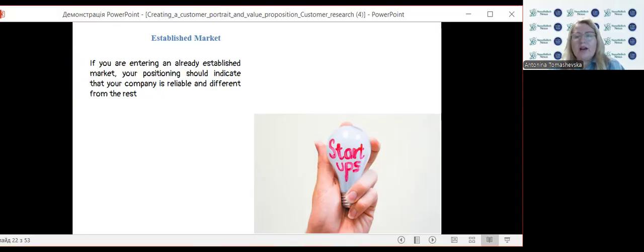Examples: Coca-Cola and soft drinks, Coca-Cola, Pepsi; the cars market, Volkswagen, Toyota, Mercedes; smartphones, Apple, Samsung, Xiaomi.